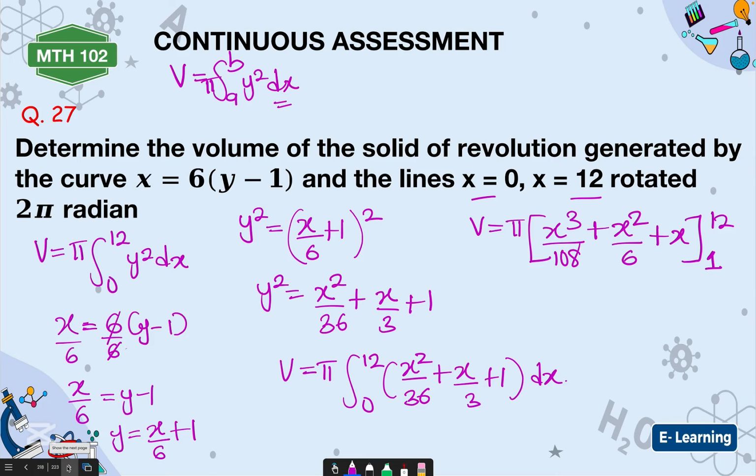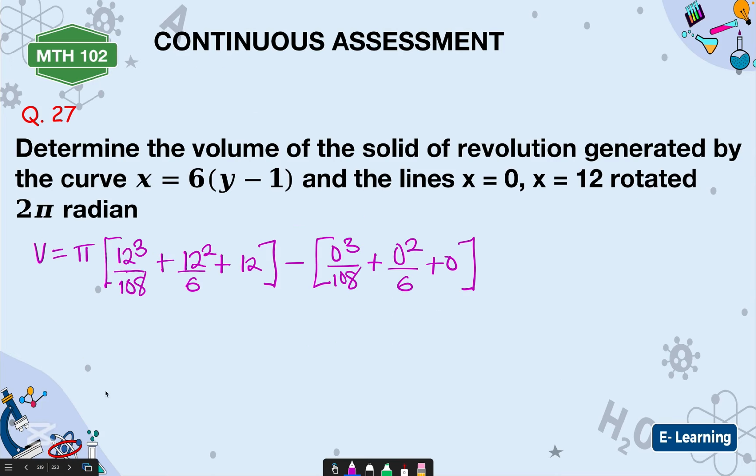So if everything here gives us 0, what do you think this one will now give to us? I already simplified it, so I'm not going to go too much in detail with the solving. When you simplify what you have here, this is going to give us 16. So V will be equal to pi bracket. Here will give us 16 plus this will give us 24 plus 12. Of course, everything here will give us 0.